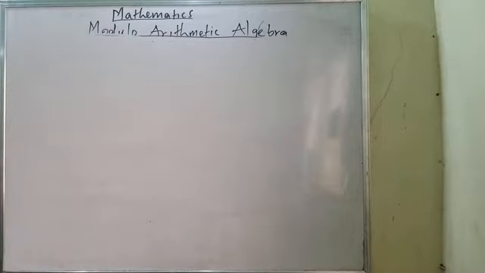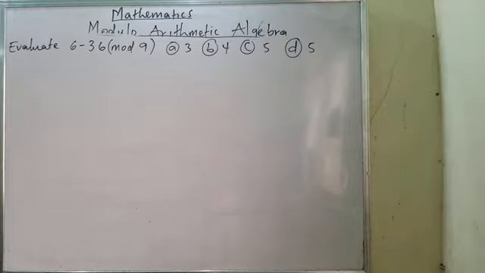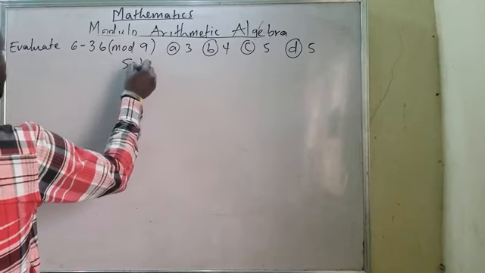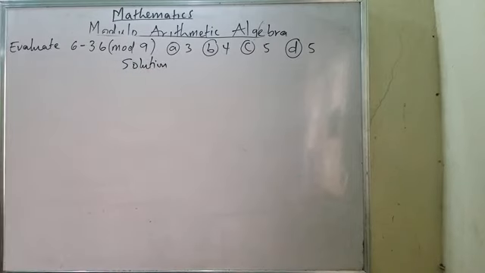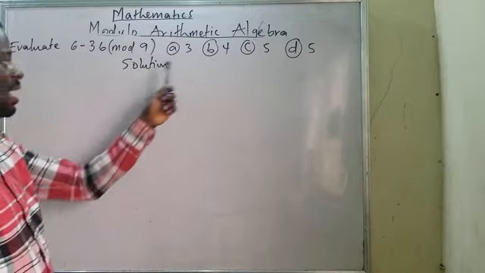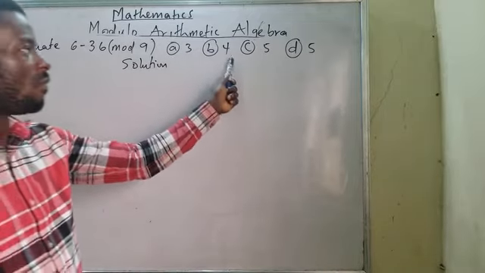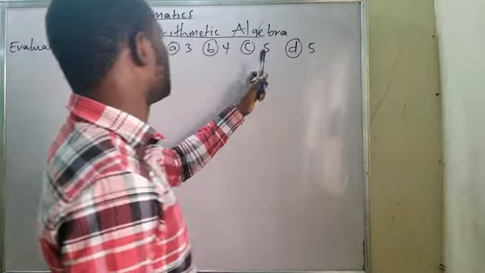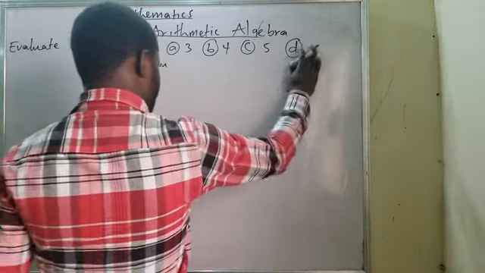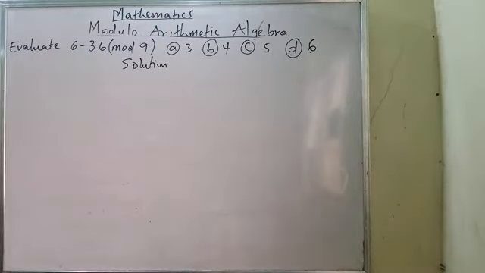Okay, look at this question. I want to solve this question. The question says, evaluate 6 minus 36 mod 9. The answers are A, 3, B, 4, C, 5, D, this will be 6. Let me use 6. Now, mod 9. Solution to this problem.